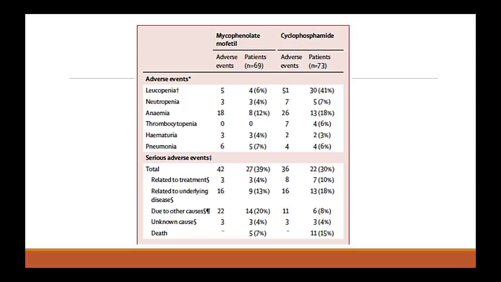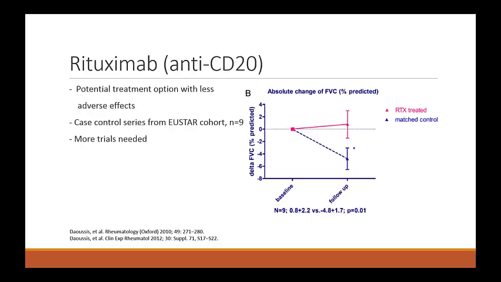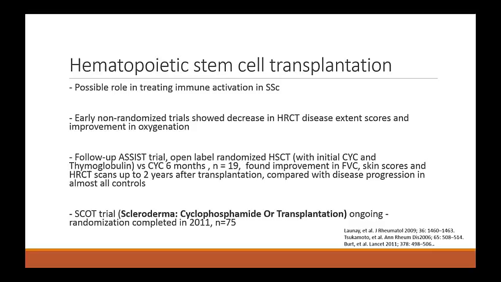Adverse effects, so again, I touched on that earlier, but there was much more of the cytopenias as an adverse effect seen in the cyclophosphamide arm. These are some of the other treatment options that have been looked at and are at times used for treating patients with systemic scleroderma ILD. So Rituxan is one of those medications. It's an anti-CD20 antibody treatment. And really, there's been limited studies looking at this. There's only been a cohort study from the Eurostar, and that's only enrolled 9 patients. But they did find that there was potentially some improvement, and there's some ongoing studies to look into that. So that's potentially something that could be beneficial on the horizon.